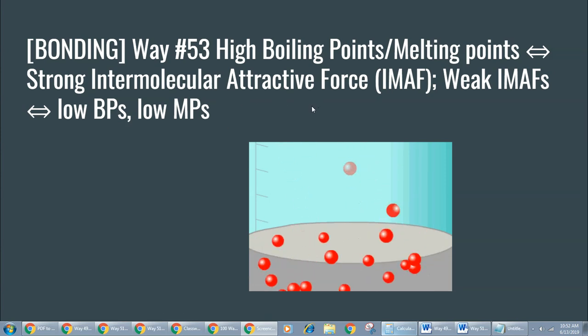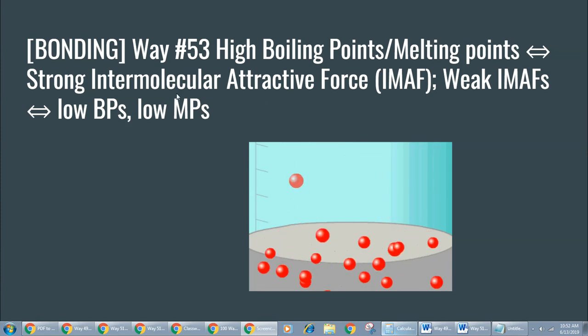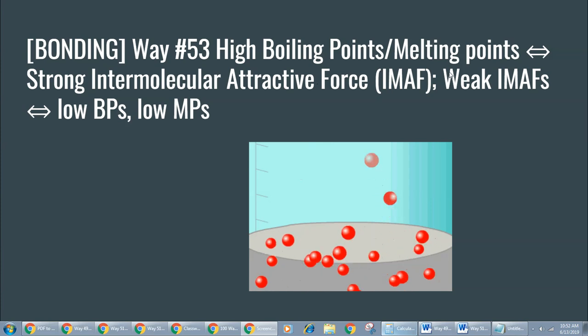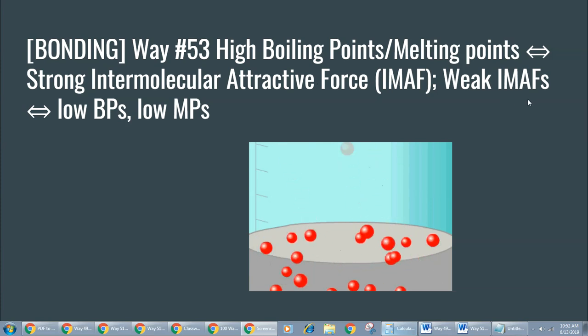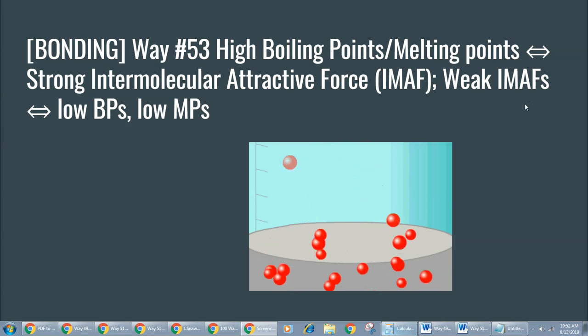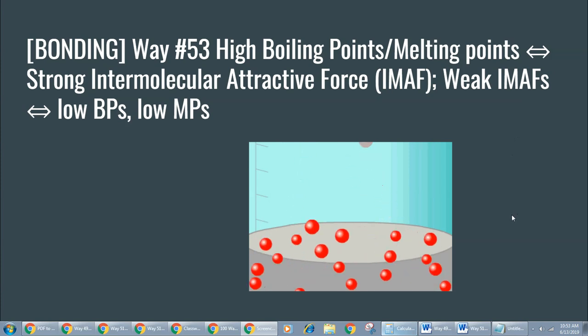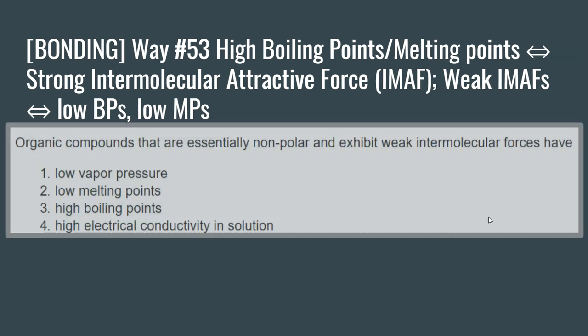So when it comes to these problems, remember, if a substance has a strong IMAF, it's going to have a high boiling point and a high melting point. If it has weak IMAFs, it's going to have a low boiling point, low melting point, because it takes less energy to break those forces. Let's try some problems.